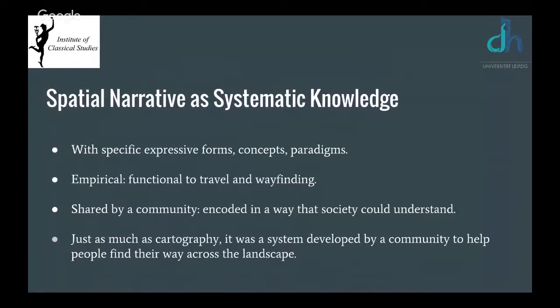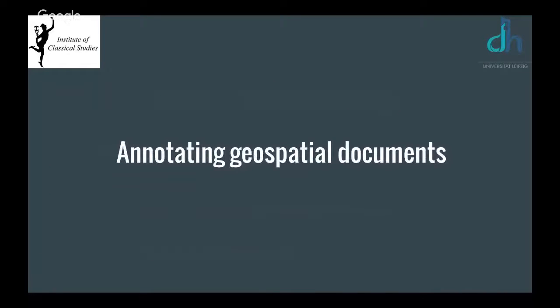So what we want to stress is that this kind of narrative is as systematic as cartography can be. It is a system developed by a community to help people find a way across the landscape. It is empirical, obviously, but at the same time, it is culture specific because it is conceived and shared by a community. So it is encoded in a way that only that society could understand. Hence, our difficulty in having a comprehensive understanding of this kind of narrative. So our challenge is to understand how space is conceived in a society that is definitely not ours.